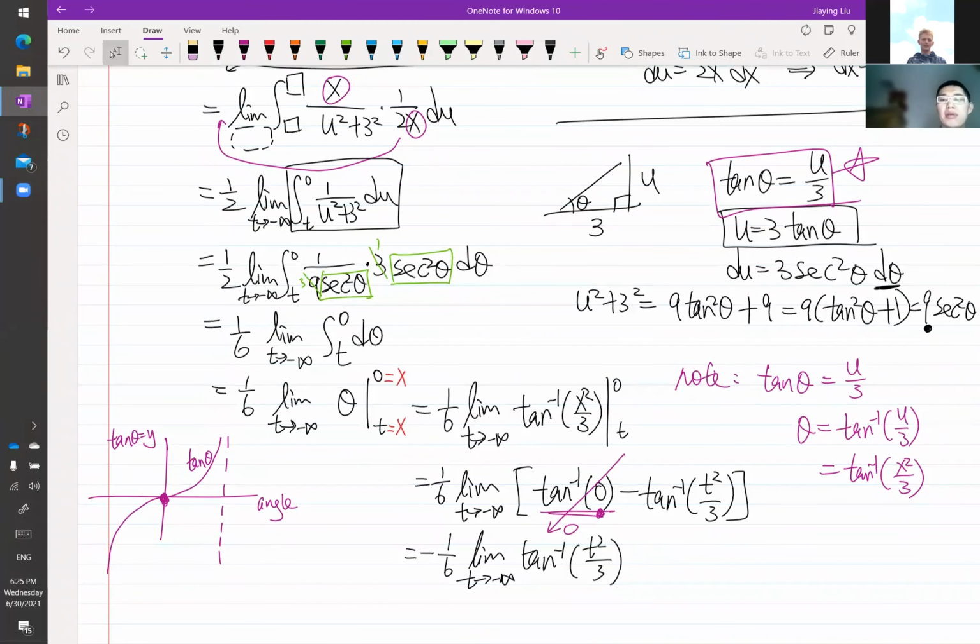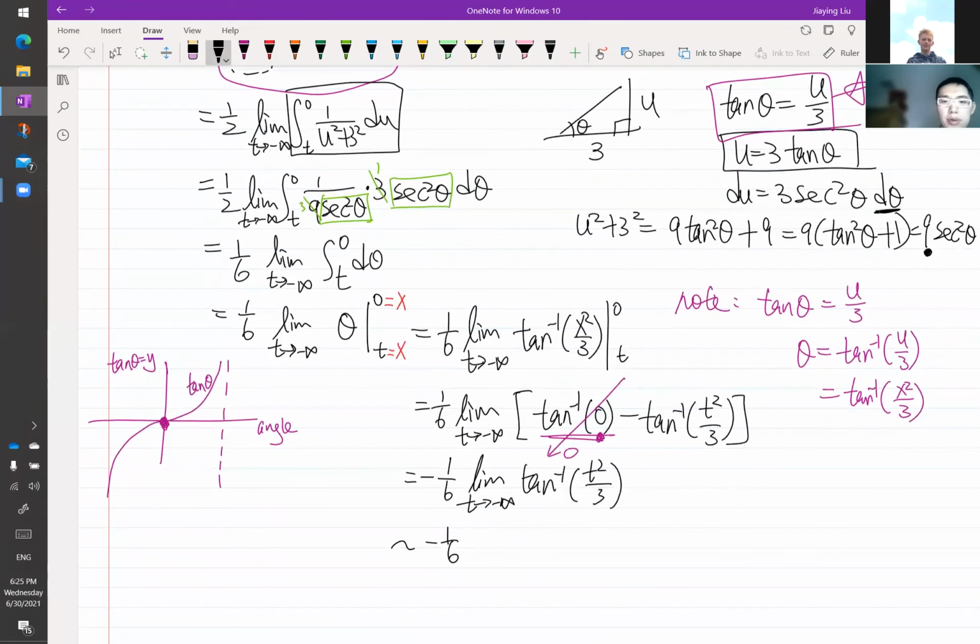So if I put negative infinity for t, what do I get? I get negative 1/6. This is not appropriate, but I'm just going to write it like this. Put negative infinity in there, so I get inverse tangent of negative infinity squared over 3. That's just infinity over 3, which is also infinity. The parentheses part is just infinity. So I end up with negative 1/6 inverse tangent of infinity.